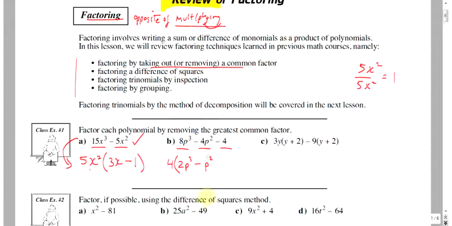If I take a 4 out of 4p squared, what do I have left? p squared. Is 4 times p squared equal to 4p squared? Yes. If I take a 4 out of a 4, what do I have left? 1. Is 4 times 1 equal to 4? Yes. I've already checked this. And we don't know how to factor a cubic. That's what you call this thing, because it's got a power of 3. So we're done. It's fully factored.